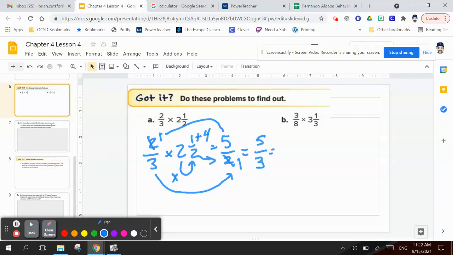5/3 is the same as 5 divided by 3 is 1. 1 times 3 is 3. 5 minus 3 is 2. 3 is my denominator. So 2/3 times 2 1/2 is 1 2/3.